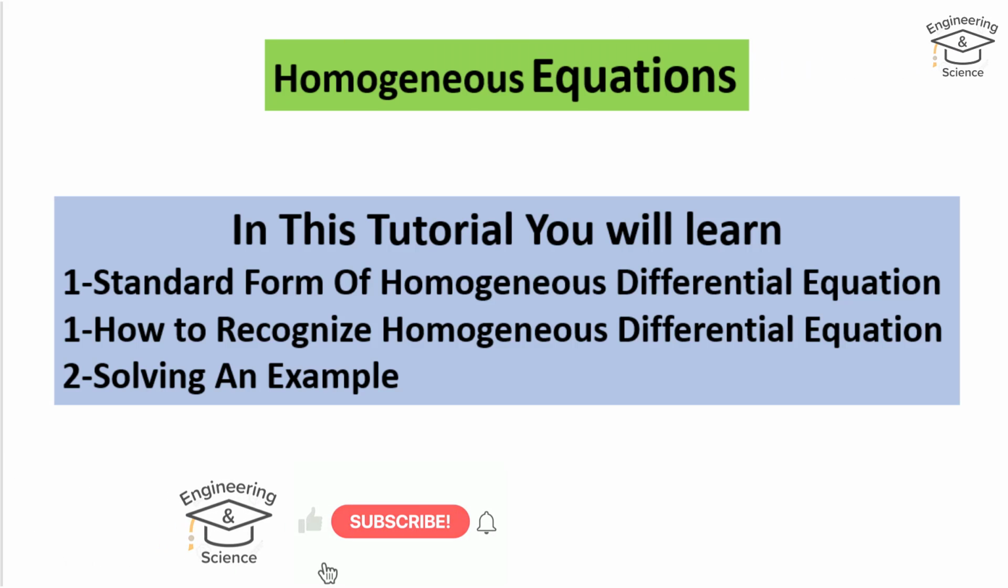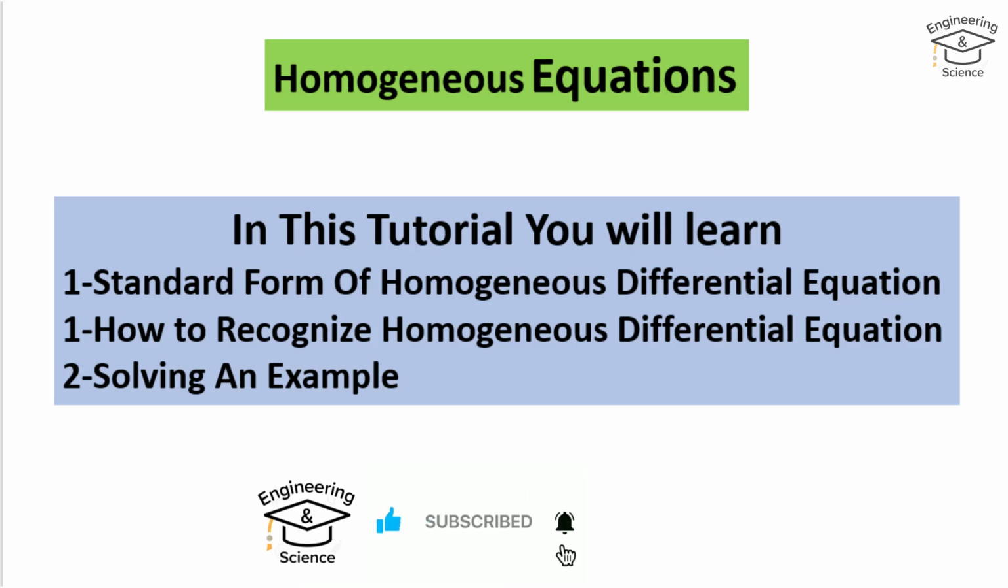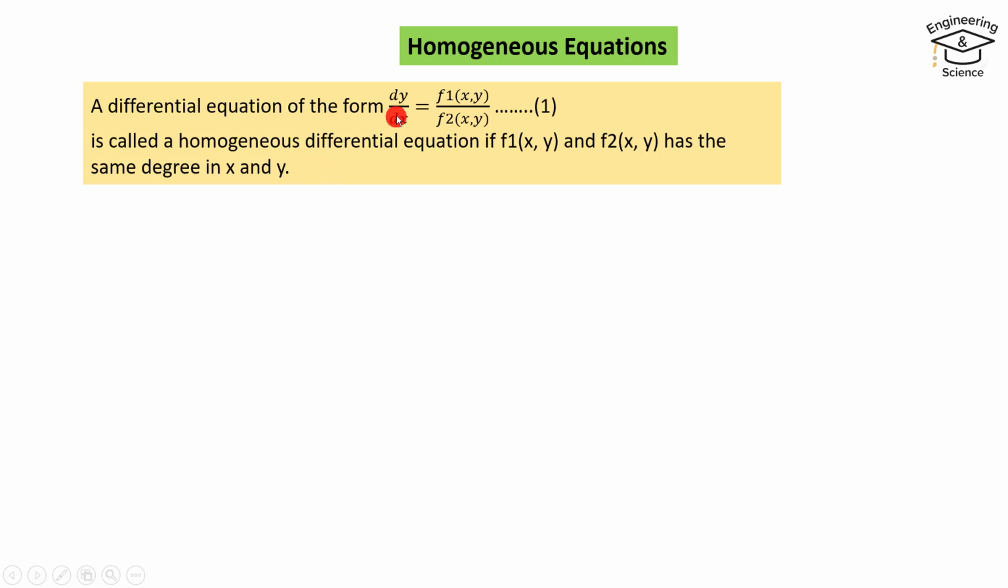Hello everyone. Today I want to explain what a homogeneous differential equation is and how we can recognize a homogeneous differential equation. And after that we will solve an example. Let's start. A differential equation of the form dy over dx equals f1 over f2. That's a standard form. We name it equation 1. Let's call it a homogeneous differential equation.